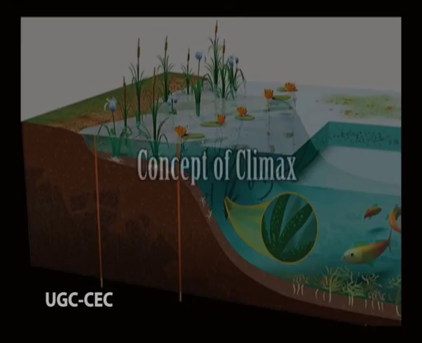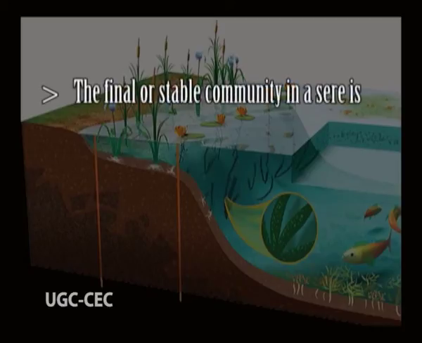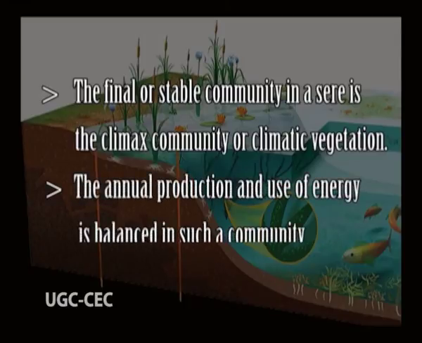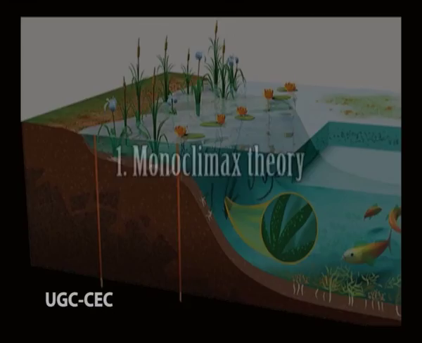Let's now discuss the concept of climax. The final or stable community in a sphere is the climax community or climatic vegetation. The annual production and use of energy is balanced in such a community. If succession is allowed to progress without disturbance, a stage is reached when no more improvement is possible in the soil and the vegetation. At that stage, the vegetation is in equilibrium with the environment and stays unchanged indefinitely by reproducing itself. There are the following theoretical approaches to the climax.